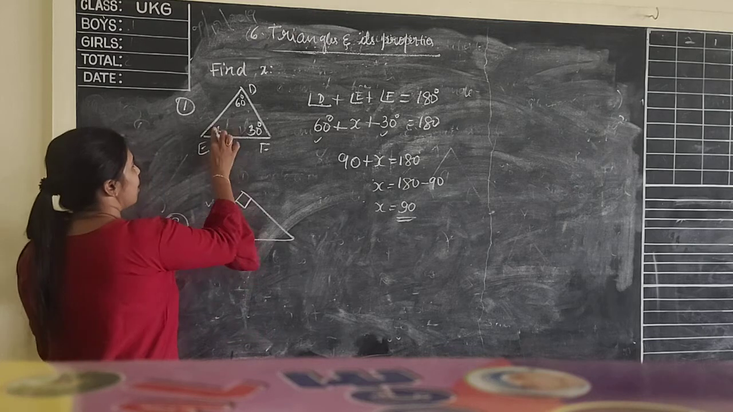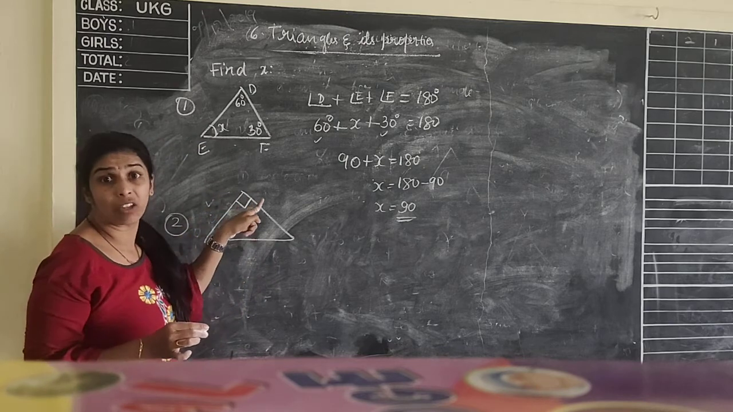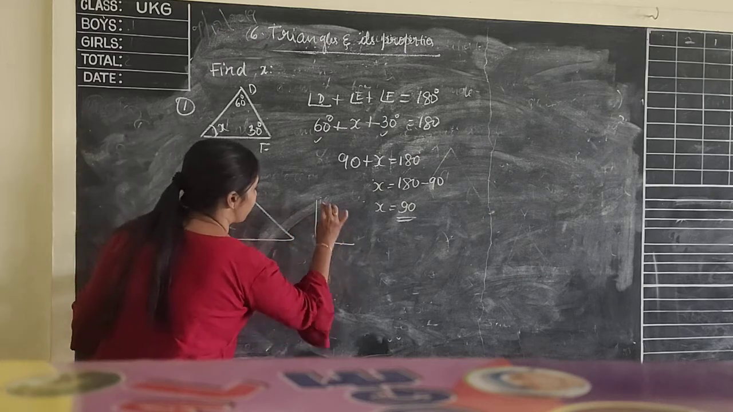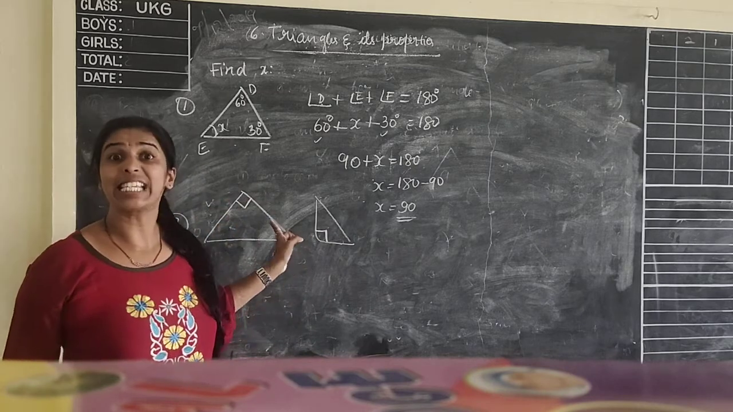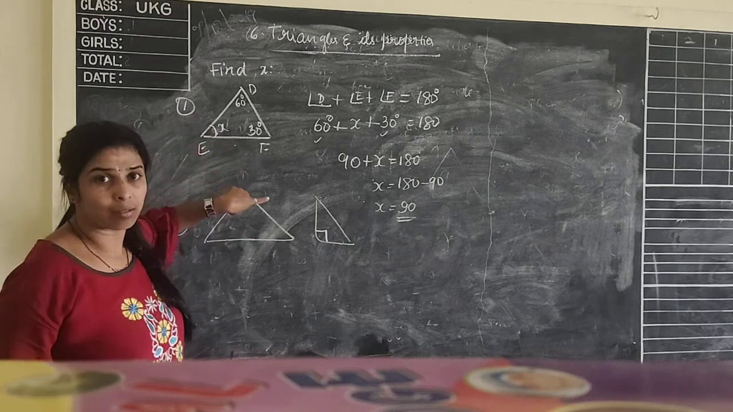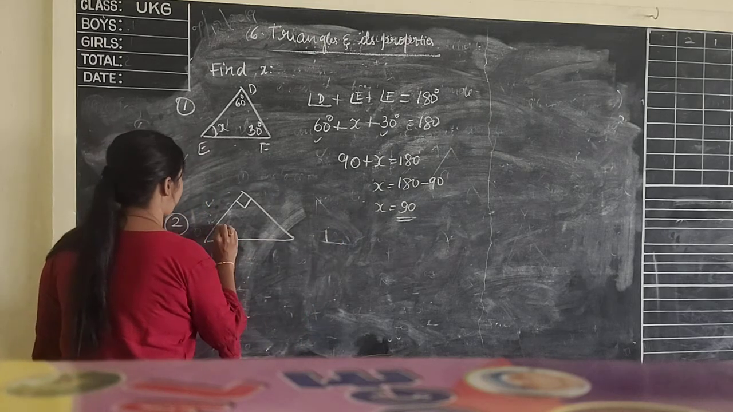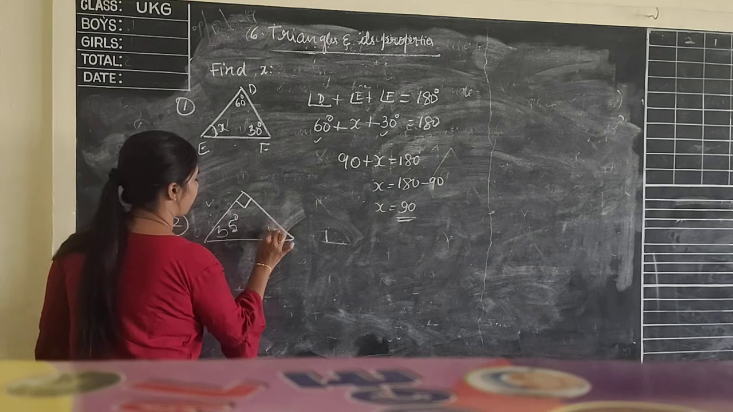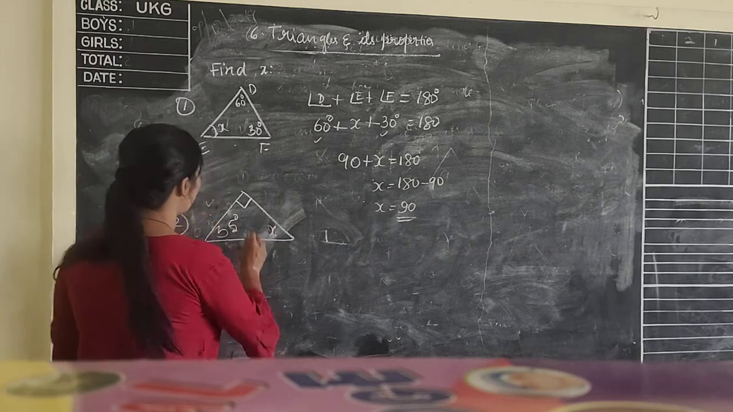See this arc and this sharp one are different. This sharp one says it is 90 degrees. Where an arc comes, it is not 90, it can be any angle, x or y, anything.